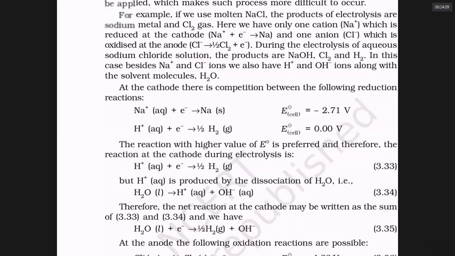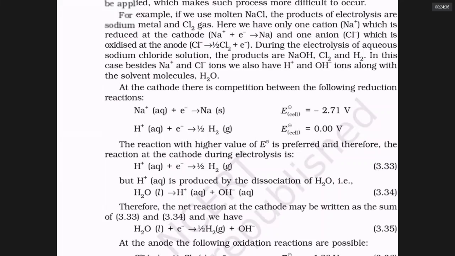Whenever you are passing electric current, there is a negative terminal and a positive terminal. The negative ions, anions, will always go to the positive terminal, anions go to the anode. The positive ions, that is cations, always go to the negative electrode, cations go to the cathode. Therefore, the cathode is the negative terminal and the anode is the positive terminal in the electrolytic process.